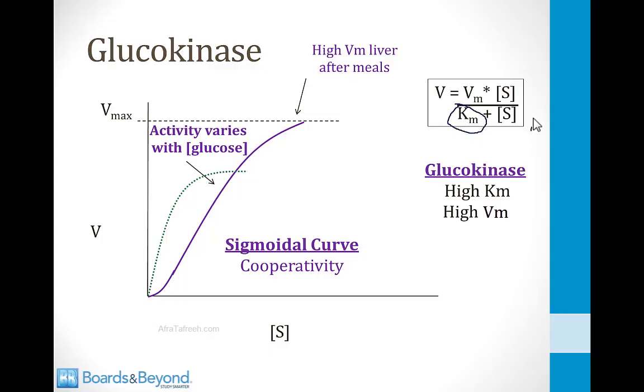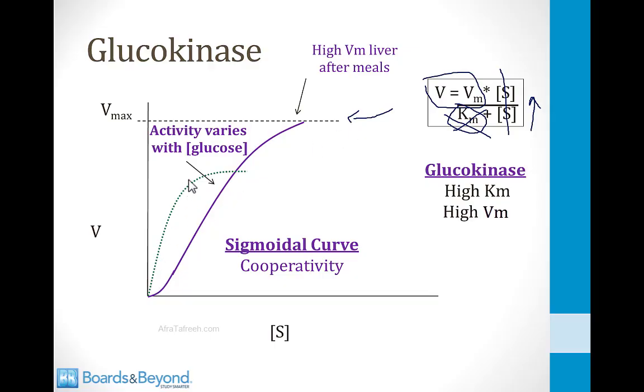This means it takes a high level of substrate concentration, a high level of glucose, in order for the Km to become irrelevant and for this equation to reduce to V equals Vmax. This means it takes a lot of glucose before glucokinase will reach its Vmax. And you can see I've shown that on the curve here.